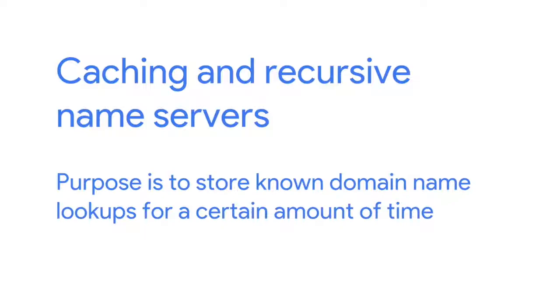As we dive deeper into these, it's important to note that any given DNS server can fulfill many of these roles at once. Caching and recursive name servers are generally provided by an ISP or your local network. Their purpose is to store domain name lookups for a certain amount of time. As you'll see in a moment, there are lots of steps in order to perform a fully qualified resolution of a domain name. In order to prevent this from happening every single time a new TCP connection is established, your ISP or local network will generally have a caching name server available. Most caching name servers are also recursive name servers.